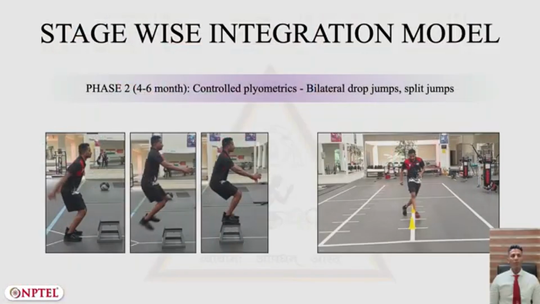In phase 2, controlled plyometrics are introduced. These include bilateral drop jumps, split jumps, and low height box landings. The bilateral nature distributes load and provides a safer introduction to higher impact. We carefully monitor landing mechanics, ground contact time, and post-landing stability. Only when quality is consistent and effusion is absent do we progress toward unilateral drills.